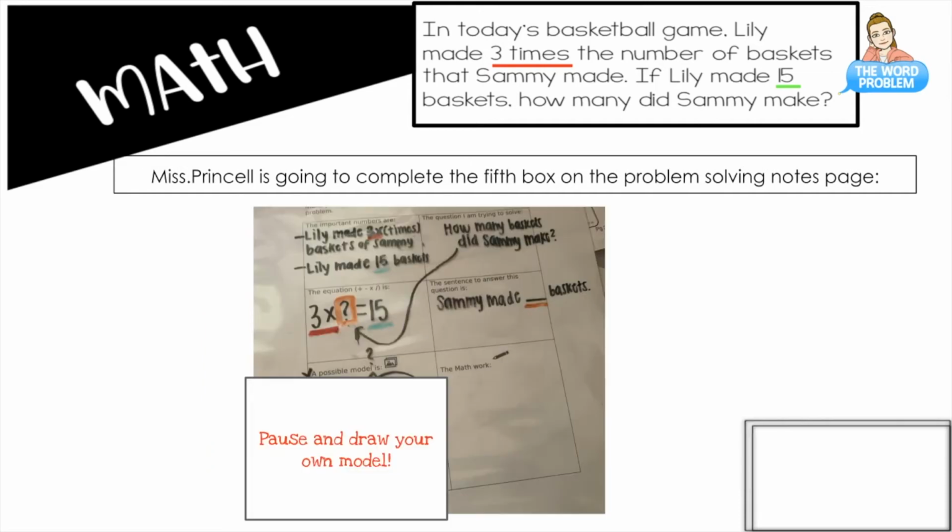So last, down here, we have model and the math work. Underneath is my model, but I want you to try to make a model to represent 3 times some number equals 15. I want you to try to draw something. Go back to that main problem that reads, in today's basketball game, Lily made 3 times the number of baskets that Sammy made. If Lily made 15 baskets, how many did Sammy make? Go back and try to draw a picture to represent that.